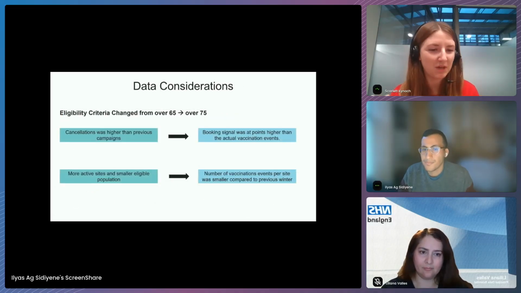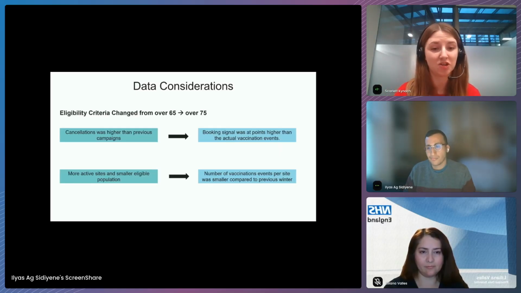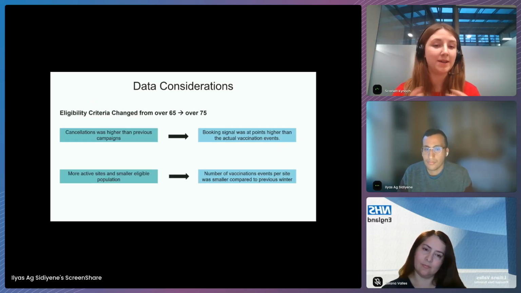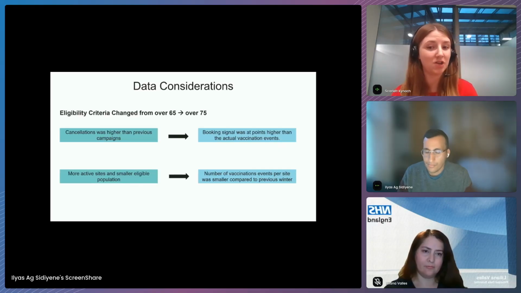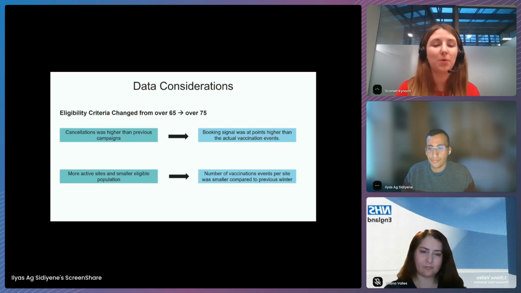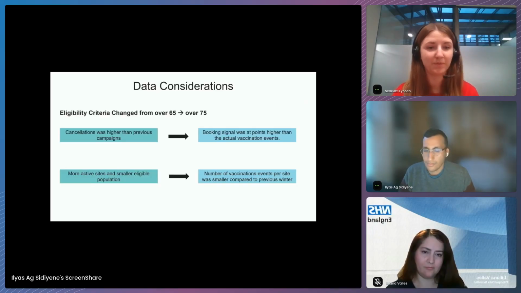There are a couple of things that we wanted to explore to try and explain this. Something that we think did contribute is that the eligibility criteria for getting a COVID vaccination had changed. It went from over 65 to over 75. What ended up happening is we had an extremely higher cancellation rate, specifically at the beginning, more so than previous campaigns. And booking signal was actually one of our most important features, so we think this contributed to it. Another thing is that because of the eligibility change, we had a smaller eligible population and more active sites, which meant that vaccination events across this winter period were also a lot smaller than in previous years. Next slide.